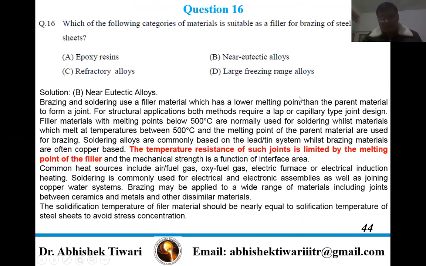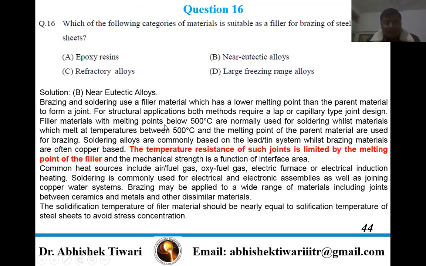Now question number 16. Which of the following categories of materials is suitable as a filler for brazing of steel? So brazing and soldering use a filler material which has a lower melting point than parent material to form a joint. For structural applications, both methods require a lap or capillary type joint design.